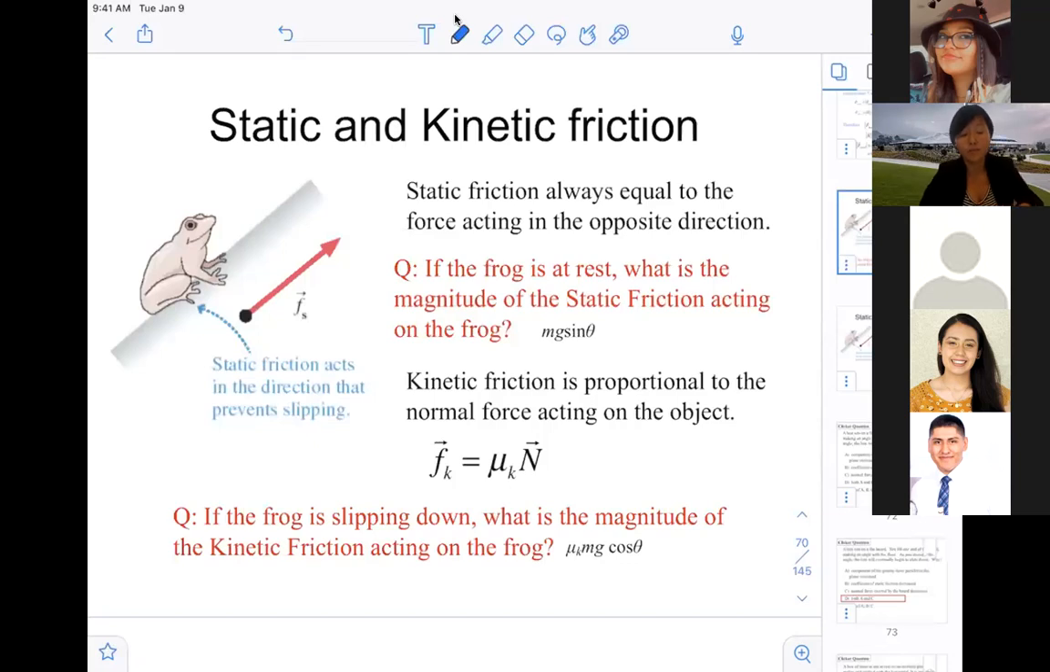Okay, so for a ramp problem or any other questions, if they ask anything about the friction, first of all, look at whether it's a static friction or a kinetic friction. Depending on which one it is, you will choose to use different equations to solve it.